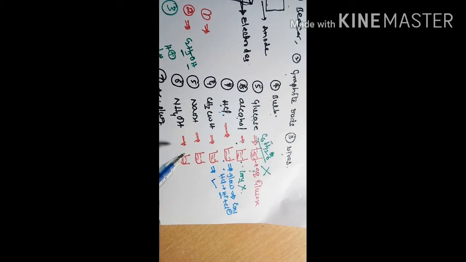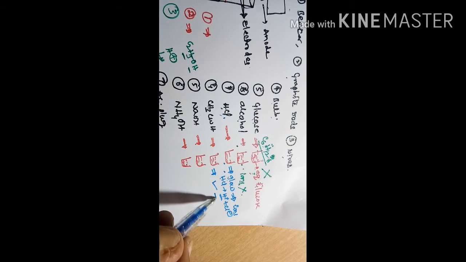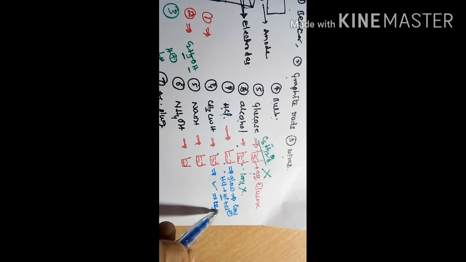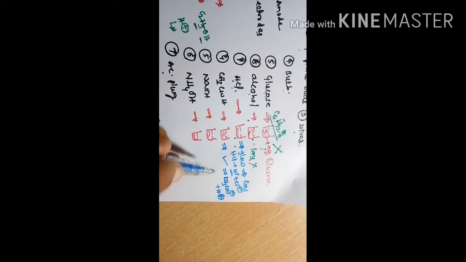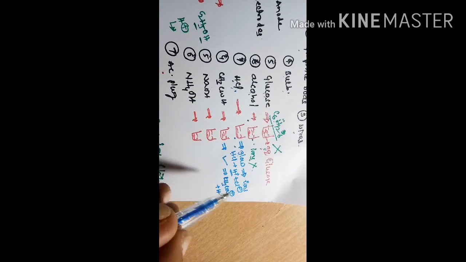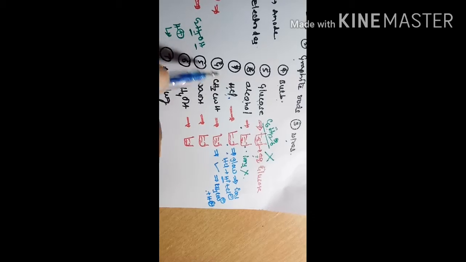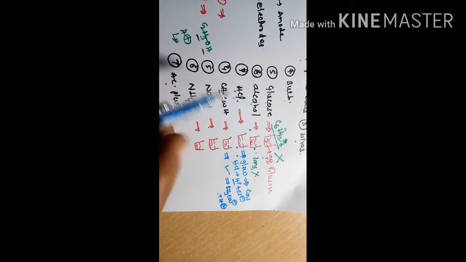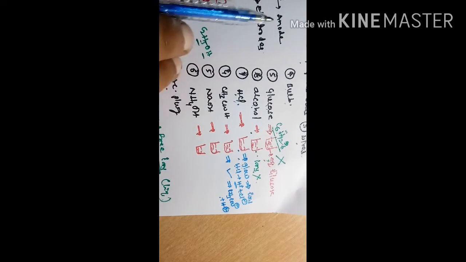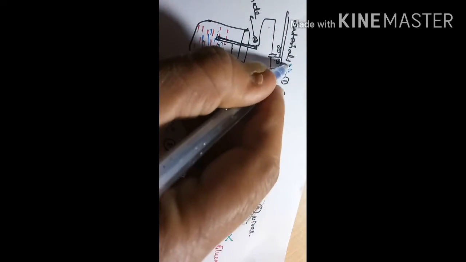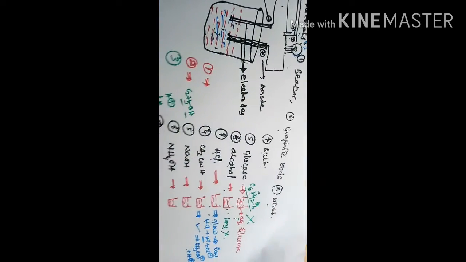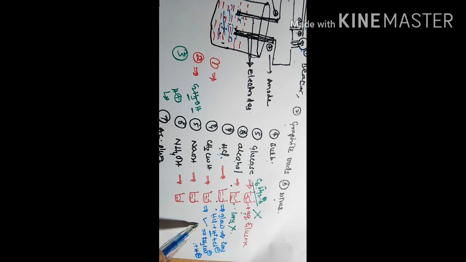Here also the bulb glows, which means it also has ions. Which ions does it have? CH3COO minus and H plus ions. So that's why it is an acid. CH3COOH is an acid. Is it strong or weak? How can we decide? Based on the glowing of the bulb. It will glow less, so that's why we can say it is weak.